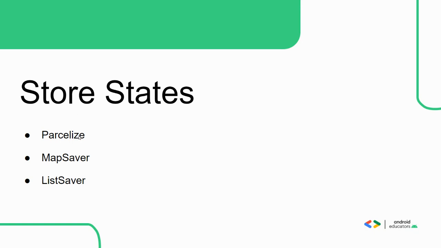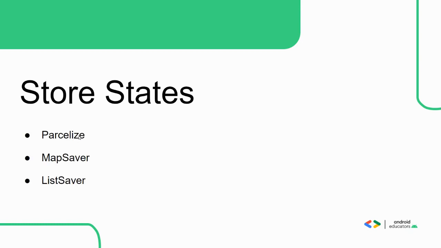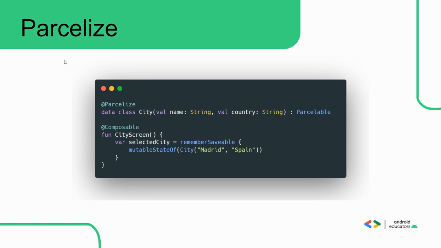Now remember saveable is only used for built-in data types, kind of int and string. If you want to go with custom classes or something like that, there are three ways that you can save your state when your activity gets destroyed, and maybe process death you want to handle. In this case you can use these things. Parcelize, I think, is a good way to make your custom class survive the configuration change.